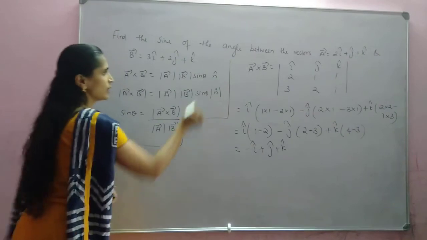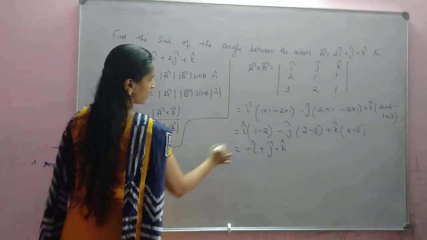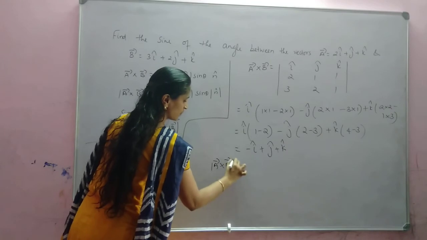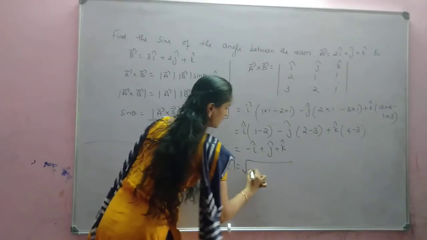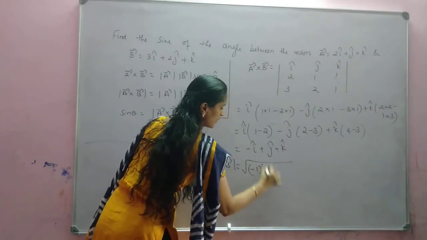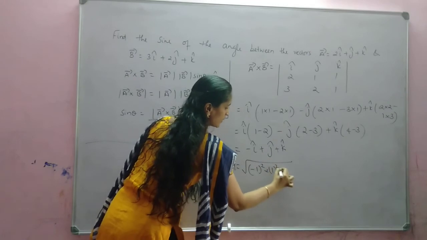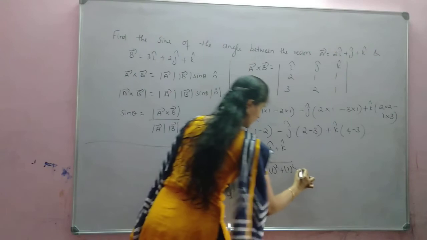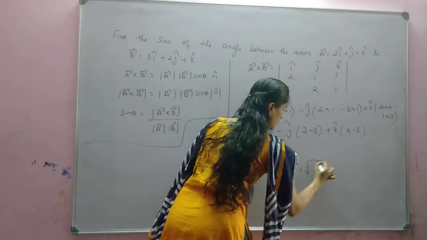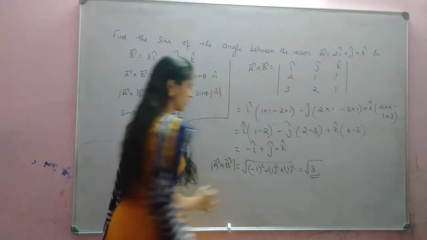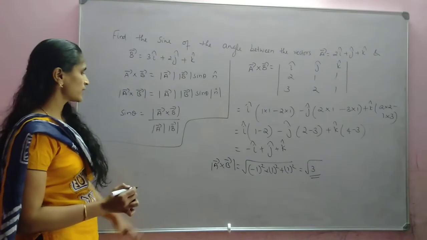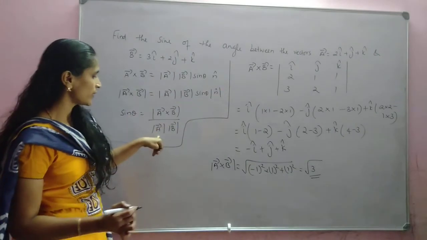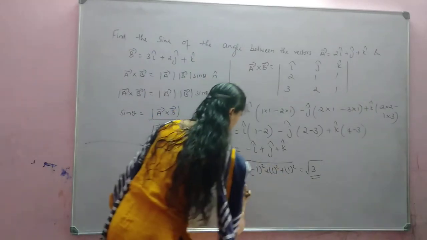Now we can find modulus of A cross B. What is modulus of A cross B? Root of minus 1 square plus 1 square plus 1 square. This square, this square, this square. What you will get? 1 plus 1 plus 1. Now, what you have to find? Here you have to apply that formula. Now, modulus of A you have to find. You can find modulus of A.